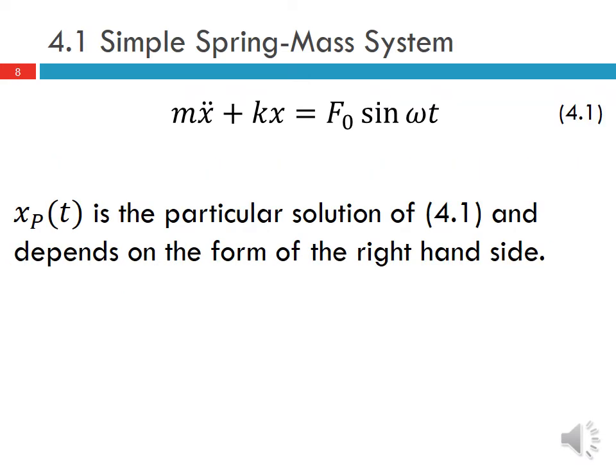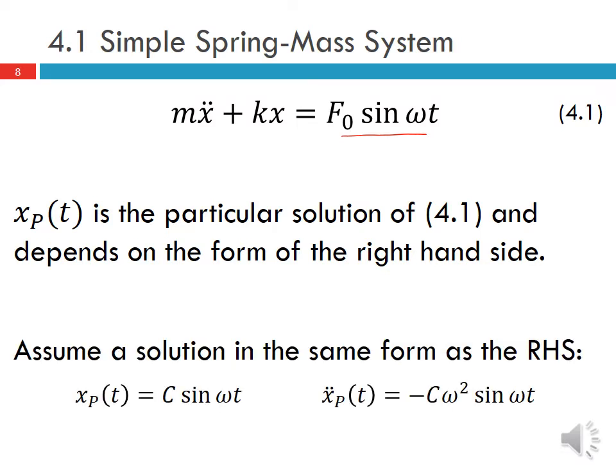Now we need to consider the particular solution. So xp is the particular solution and depends on the form of the right-hand side. To find the particular solution, we assume a solution that has the same form as the right-hand side. So if we assume that the particular solution looks like the forcing function, with some constant c sine omega t, we can differentiate this twice to get xp double dot.